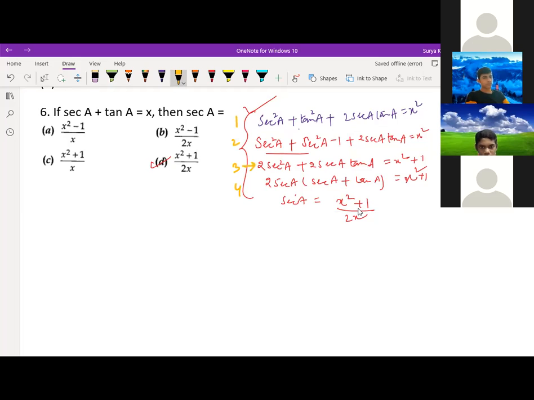This step. Yes, sir. See, sec square A and sec square A become 2 sec square A. This plus 1 I sent to the other side, and this one as it is. It's clear? Now from this both I have taken 2 sec A common. In bracket, what is pending? Sec A plus tan A, which is already x. That's why I written here this whole part is nothing but x. Okay. So 2x sec A is equals to what we can write? X square plus 1 divided by 2x. Is it clear, Drishi? Yes, sir. All right.